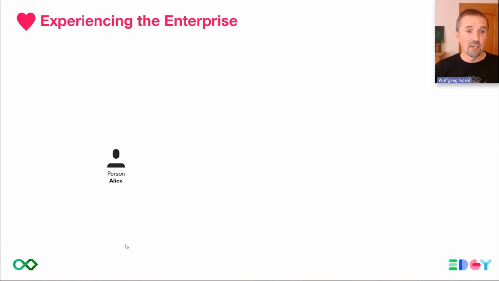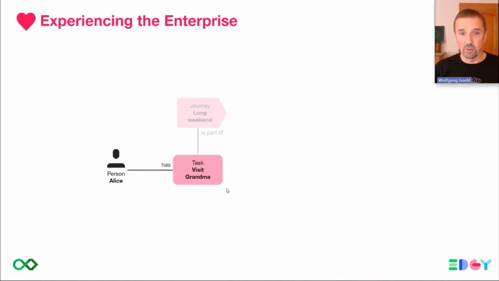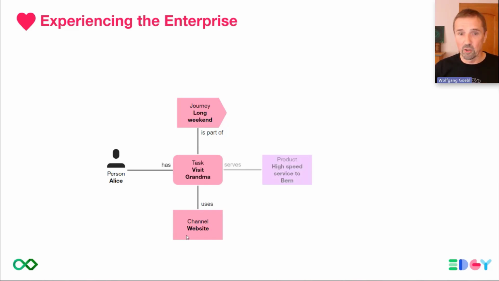So let's imagine we have a person, Alice, right? And she wants to visit the grandma. So that's already a simple EDGY statement. A person has a task. So Alice wants to visit her grandma. That's simple. And that's part of her journey, long weekend. She has a long weekend, and in this journey, she has many tasks. Maybe she wants to go to a restaurant or whatever. So this task is only part of her journey. To do that, she uses our channel. So channel is also an element in the red facet. So she uses the website of a railway company maybe. And finally, she books a ticket and uses the product high-speed train to Bern.